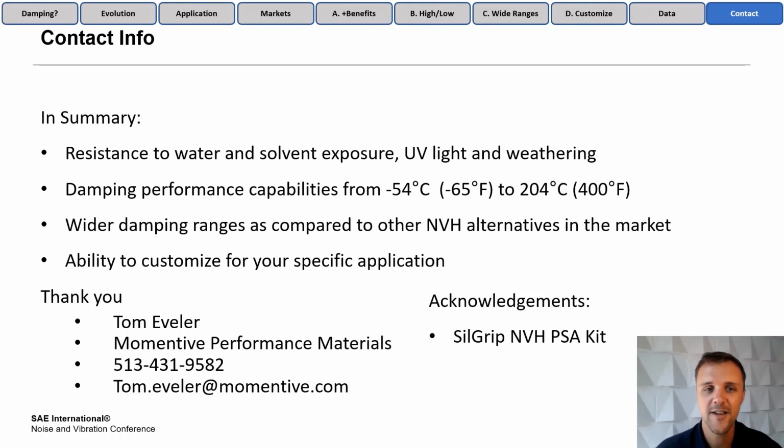So in summary, 4 reasons why using silicone as a damping product. First one being the NVH plus, right? You get NVH properties plus resistance to water, solvent, UV light, and weatherability, common traits of silicone in general. Second reason is damping performance between -54C to 204C, so both those low ends and high ends there. Third unique property, wider damping ranges as compared to other NVH alternatives in the marketplace. And last, in the most recent development, ability to easily customize for your specific application.